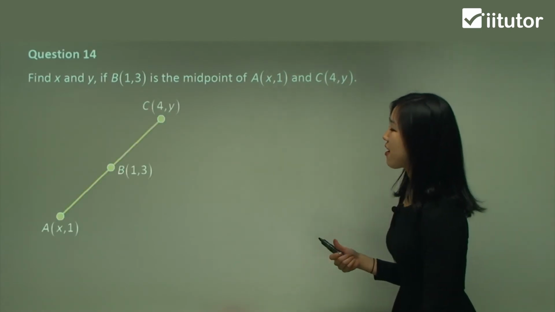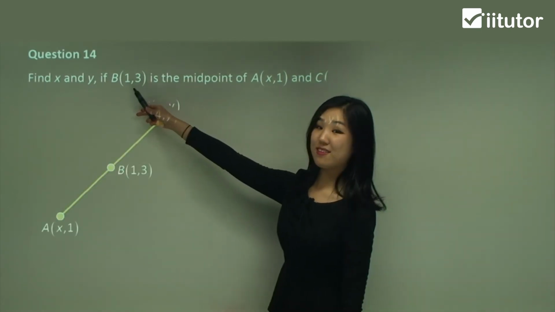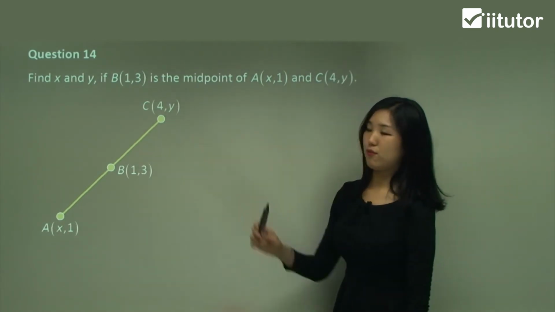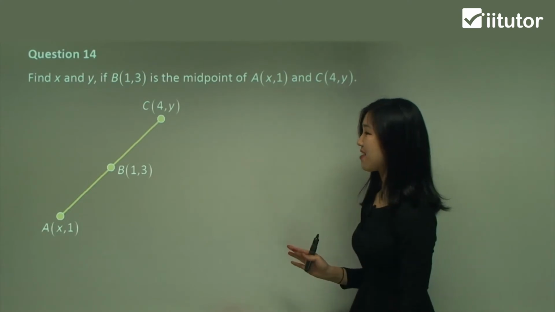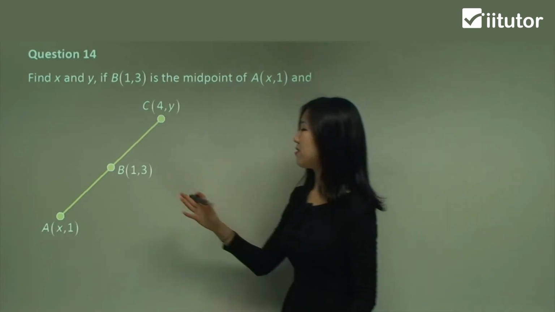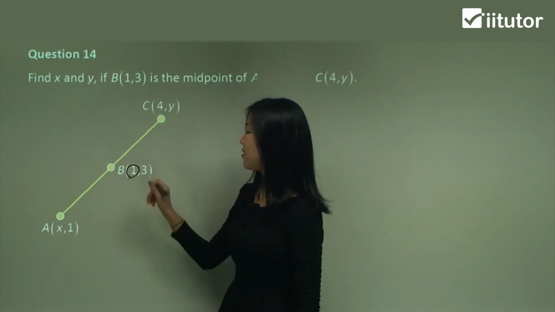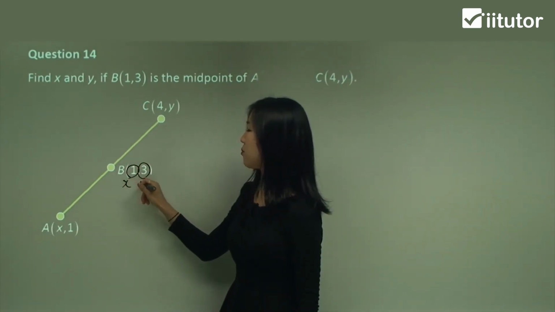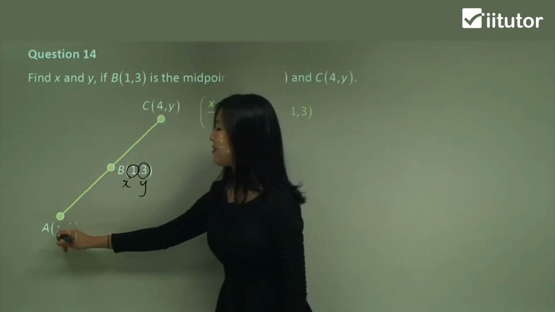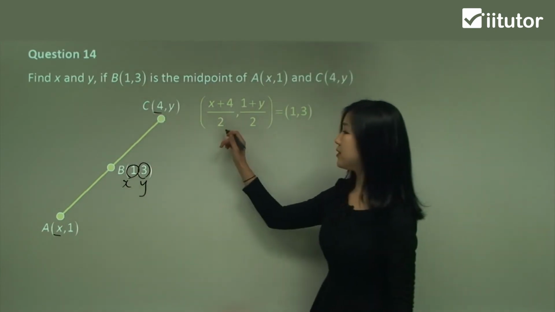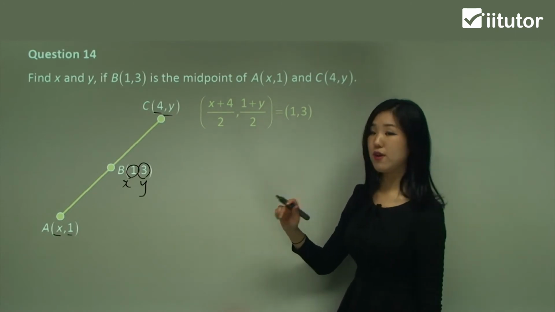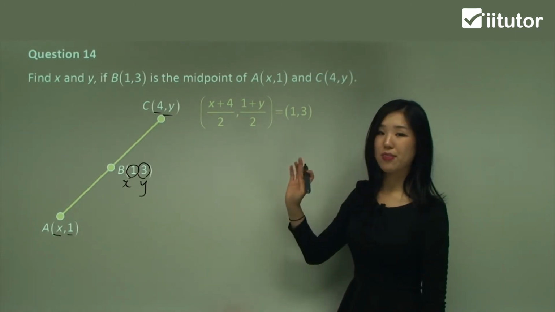So if I draw you the diagram, that's A and C, and B is the midpoint, 1, 3. A is X, 1, C is 4, Y. Okay? Again, guys, do the exact same thing. Group the X's together. So this is the X coordinate of the midpoint, and this is the Y coordinate of the midpoint. Alright, so to get the midpoint, we add the X's together: X plus 4 divided by 2, and the Y's, 1 plus Y divided by 2. That is equal to B, which is 1, 3.